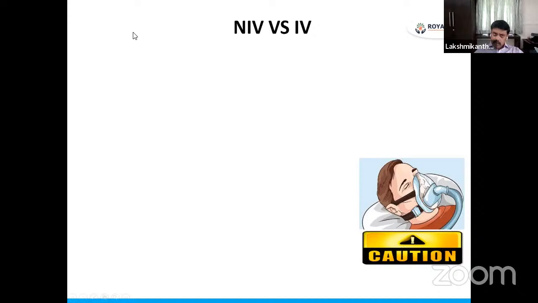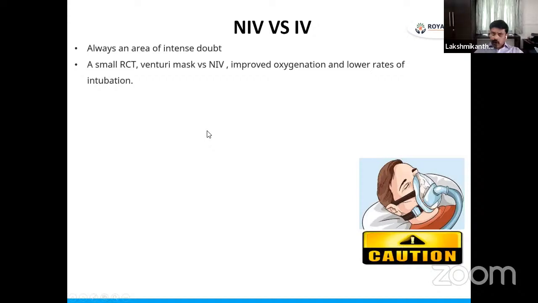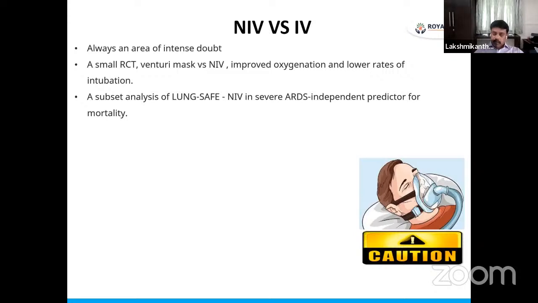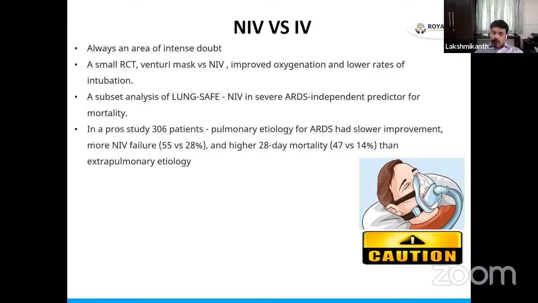So there has always been an interest in non-invasive ventilation usage in ARDS, and it increased after a small RCT published sometime in the 2000s, when it was compared with a venturi mask, and it showed improved oxygenation and lower rates of intubation. But later, in a large study in 2016, the LUNG SAFE study, a subset analysis clearly showed that non-invasive ventilation in severe ARDS is an independent predictor of mortality. So in severe ARDS, do not use a non-invasive ventilator.